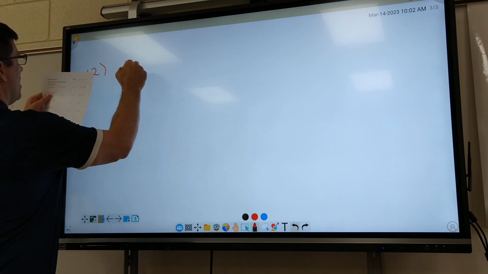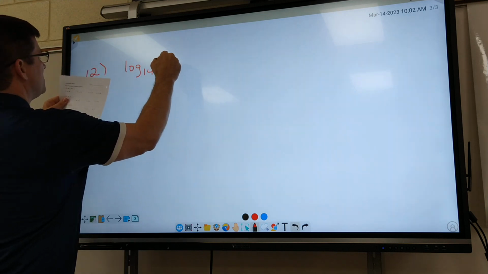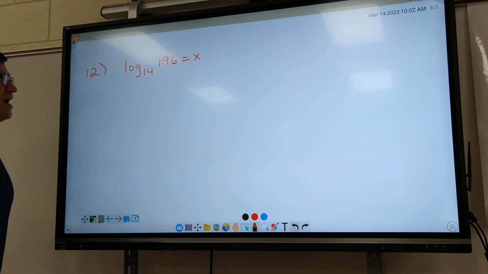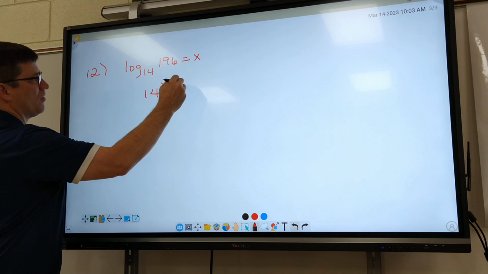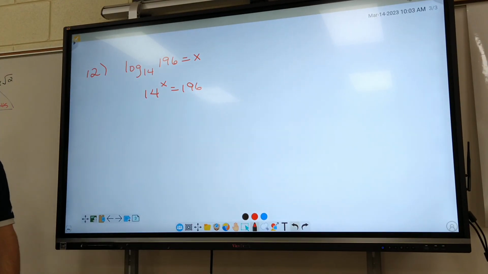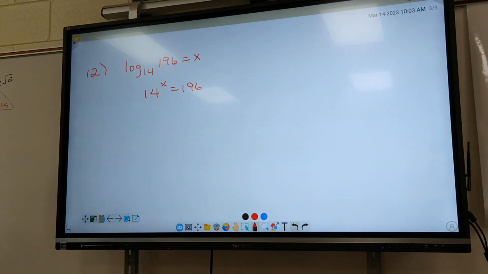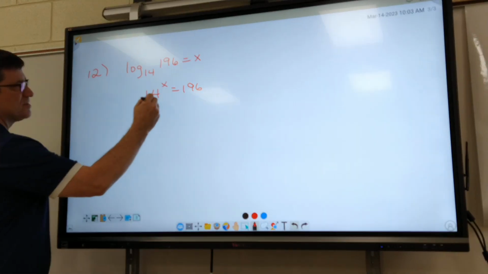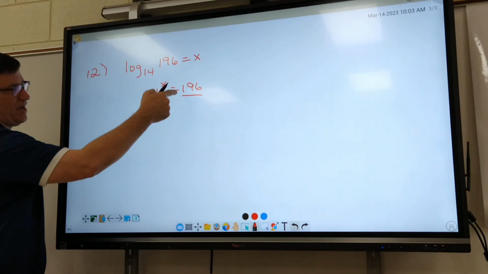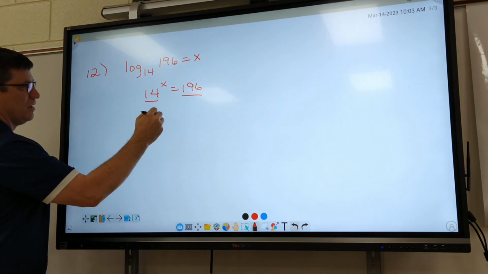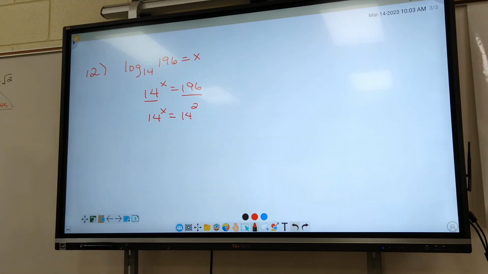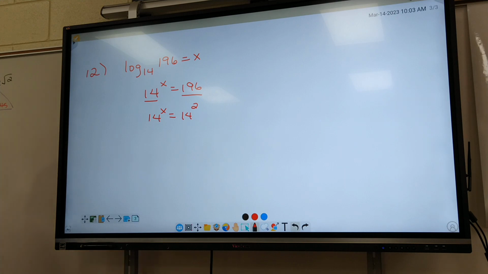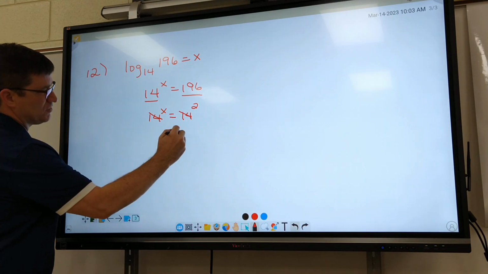Number 12, I got log base 14 of 196 equals x. First thing you got to do is set them up. How do I set this one up? 14 to the x power equals 196. You need to show me that. Now we need to make each base the same. So if the left side's 14, I got to turn the right side into 14. So 196 is 14 squared. If you look on our list of perfect squares on the board and find 196, you can see the square root's 14. So these now mark out, and my answer is x equals 2.